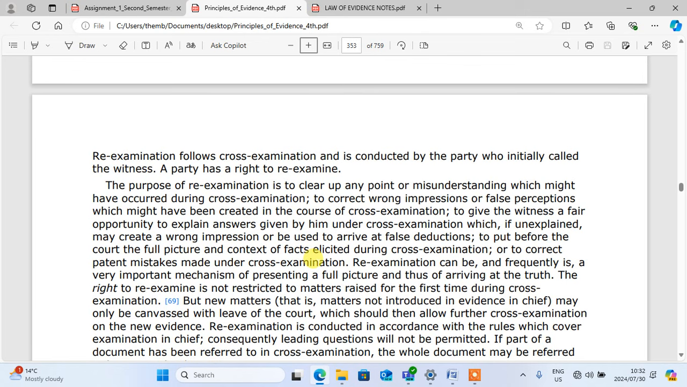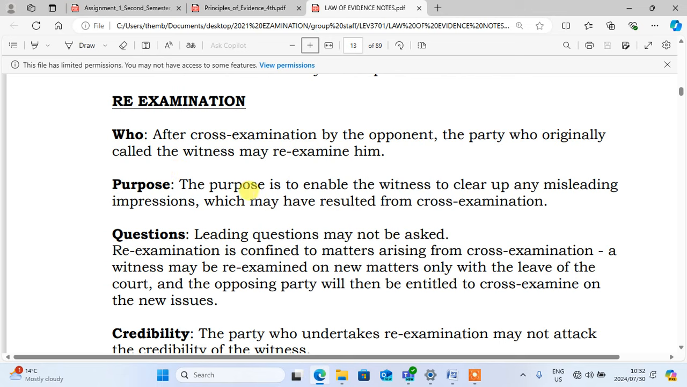Okay, let's summarize. In summary, we can say that after cross-examination by the opponent, the party who originally called the witness may re-examine him. The purpose is to enable the witness to clear up any misleading questions. Leading questions may not be asked. So this one is the same as the examination in chief. They don't ask leading questions.